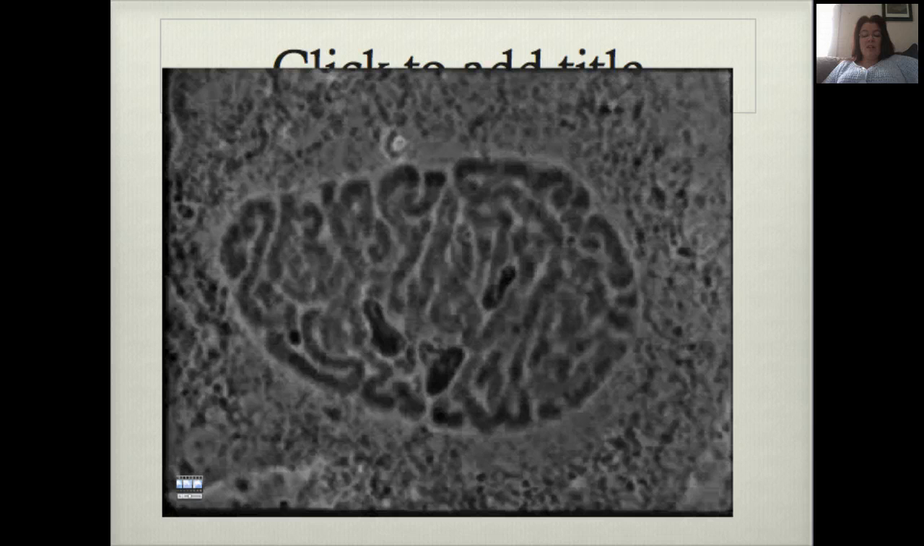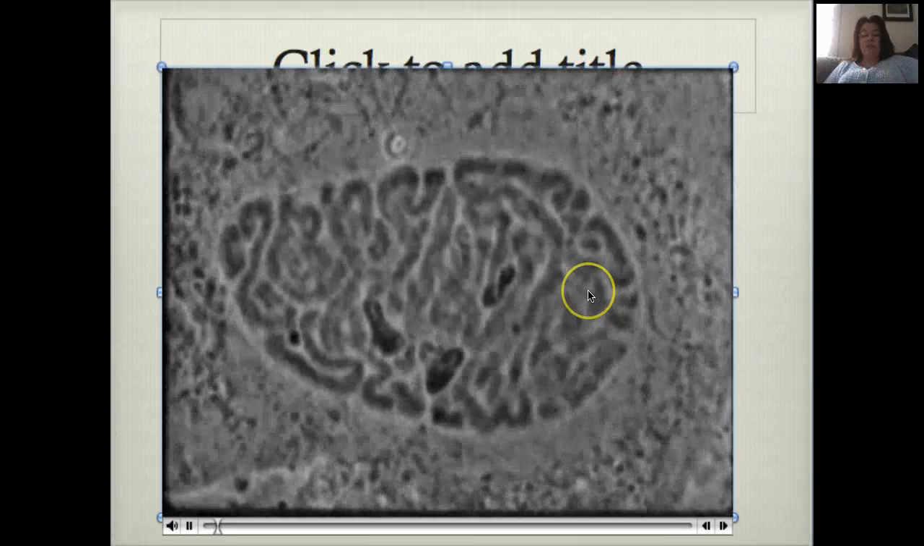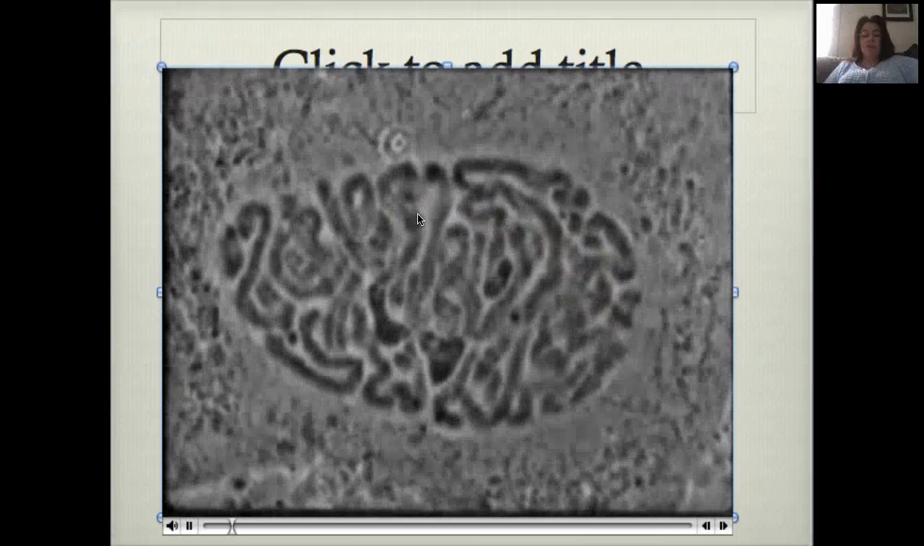All right, so let's take another look at the video that we looked at the very beginning of the lecture. Remember, what you have here is nuclear material that has condensed, and we can see individual chromosomes inside the nuclear envelope. I've got a nice rounded nuclear envelope around these chromosomes. I've got spindle fibers starting to form out here. I just can't see them. When I set it in motion, you'll start to see things moving and shifting.